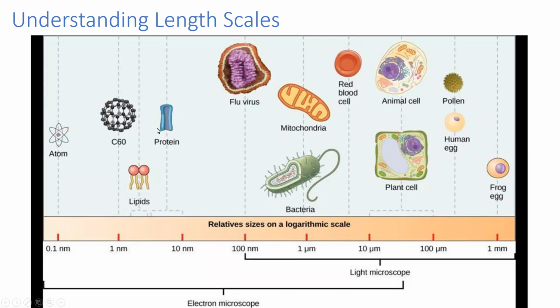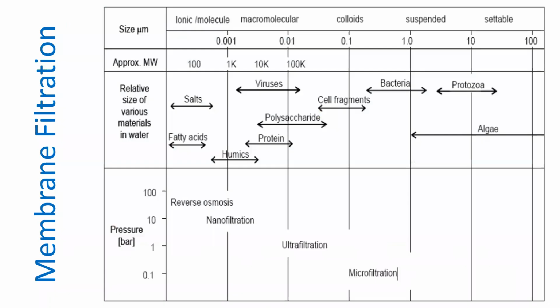If we have protein, lipids, and C60, this kind of atoms and molecules present in the water, then we would like to get rid of them, because in this range we will have some chemicals which are harmful to us. Below that we'll have only water molecules, which is what we are interested in. So with respect to this length scale distribution of the organisms, we'll see different technologies.